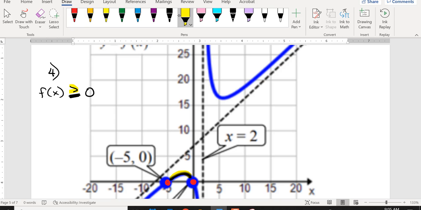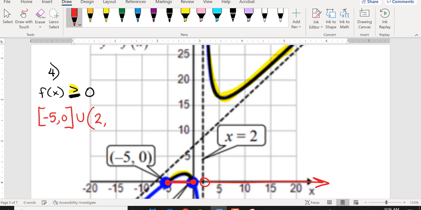The y values are above the x-axis there and all of this. All those y values are above the x-axis. So what x values would those be? It's everything in here. And then it's all of this, but it can't be at the asymptote. So it's going to be from -5 to 0. And then again, starting at 2, but not including 2, to infinity.